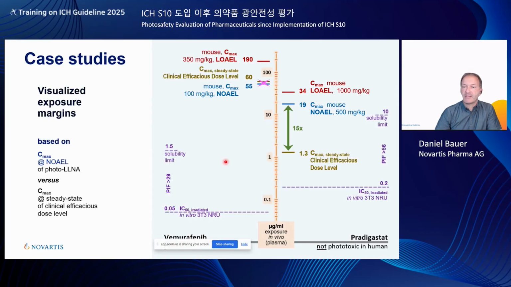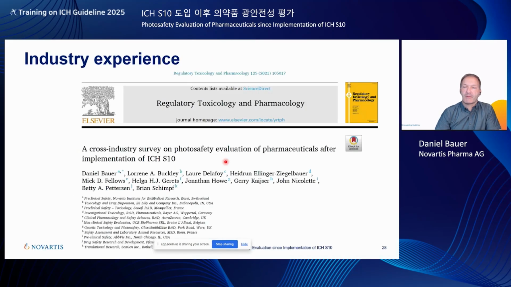And based on experience, a margin of 10-fold or above has often been accepted by regulators to be sufficient to not ask for label language or informed consent and protective measures. And this is also summarized in industry experience. There was a survey in 2018 organized by FBA and IQ2Safe, 27 companies, it's published.